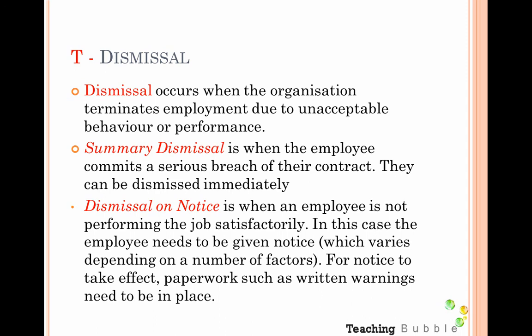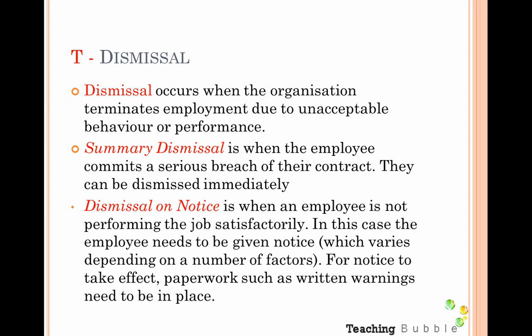Dismissal on notice is where an employee isn't performing their job satisfactorily, so what happens is they're given notice. Now, that notice is varied, but often it will be 3 strikes. So on the 3rd strike, that's enough, they're out. For notice to take effect, though, it's important that actual paperwork is written up. So if they're given written warnings, it's not just a warning that says, hey, don't do that again.